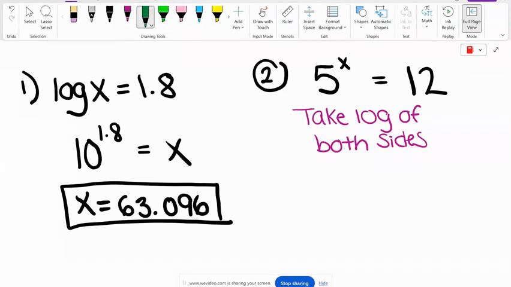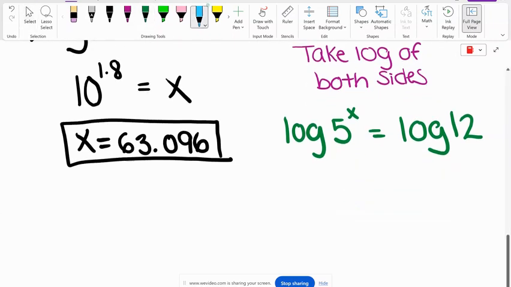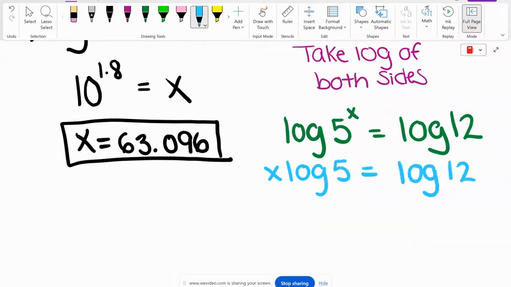So this is going to be the log of 5 raised to the x power is equal to log 12 of 12. Now, by me taking the log on both sides, can I pull that x to the front of the log? So now this is going to be x log of 5 is equal to the log of 12. And I need to solve for x.